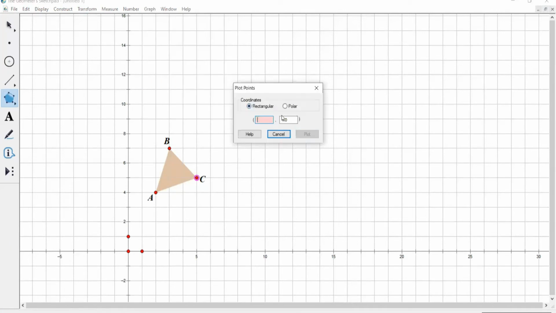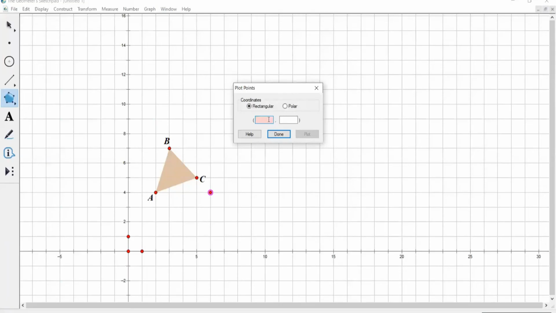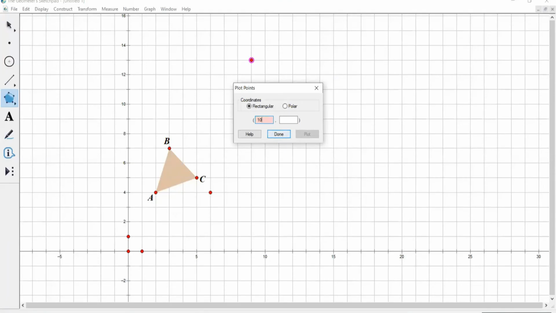Plot the points 6, 4. Then I'm going to plot the point right here, which is B prime, that's 5, 6, 7, 8, 9. This is 9, 13. And then lastly, the next point, which is C prime right here, is 10, 7. So plot 10, 7.